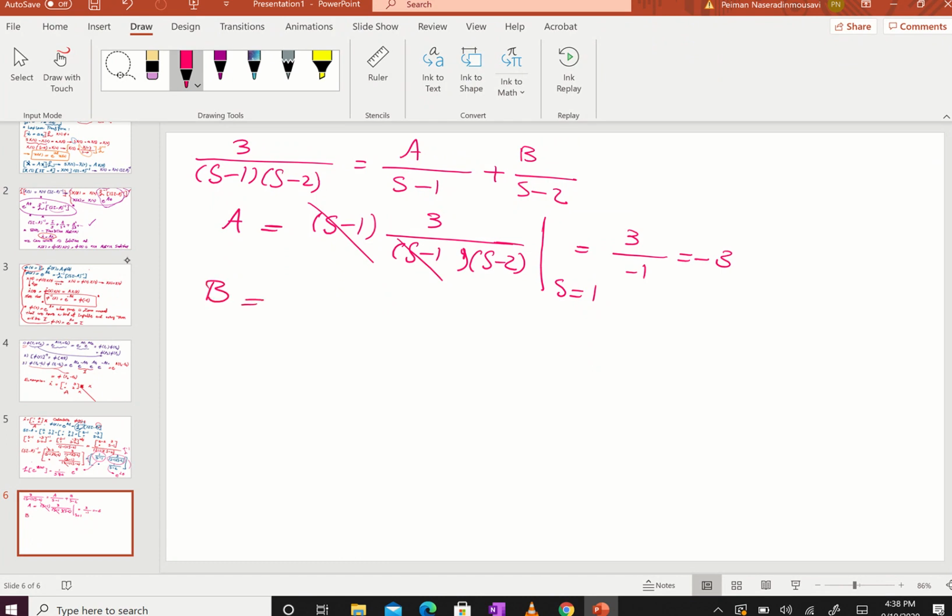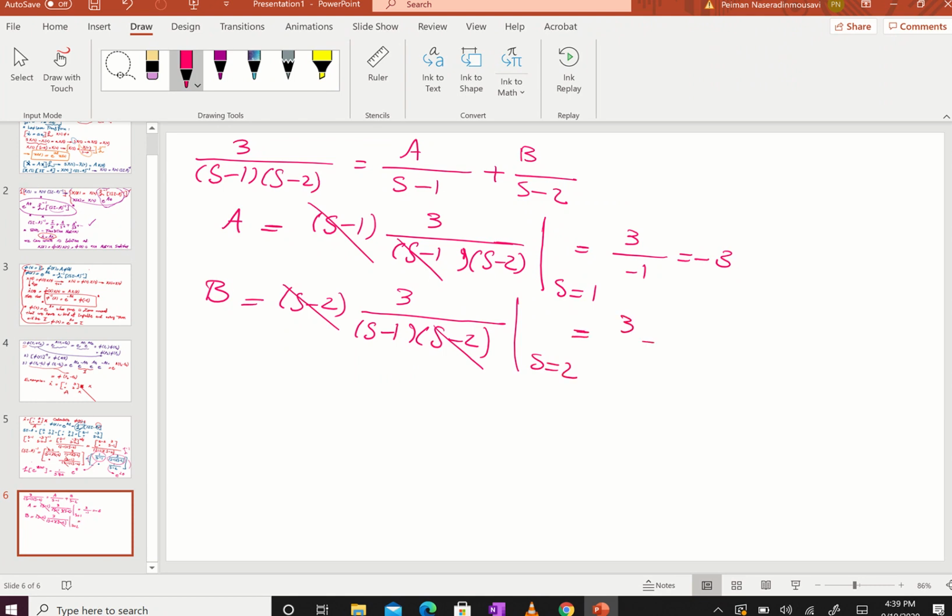And B is (s minus 2) divided by the whole term, (s minus 1)(s minus 2), at this pole, s equals 2. This with this cancels. It's going to be 3 divided by 1, which is 3. So this term is going to be minus 3 divided by (s minus 1) plus 3 divided by (s minus 2).